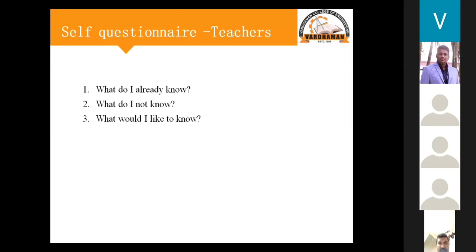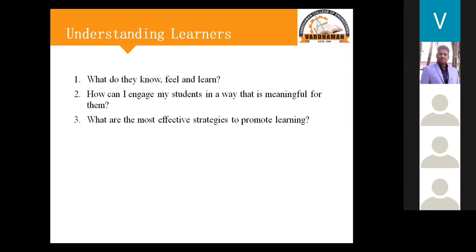In the same way, a teacher before going for a class or before beginning with a course should also understand the learners. So understanding the learners again starts with three basic questions: what do they know, what do they feel, and what do they learn? So this first question always helps us in reaching the learner, in catching up to the particular learner level.